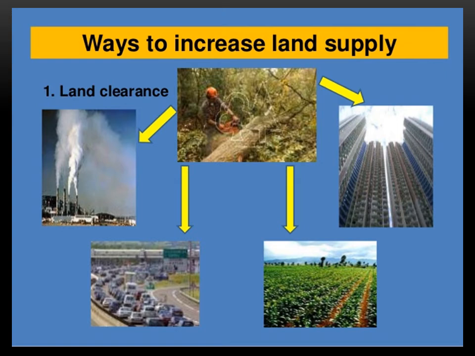Subsistence farming means when the farmers cultivate the land for their own use or for their family's use. But commercial farming means when the farmers cultivate land for the purpose of selling or for the purpose of earning. That is commercial farming, or commercial farming is the large scale farming.